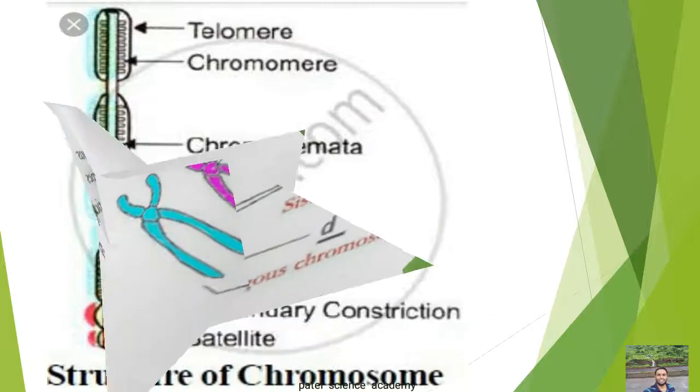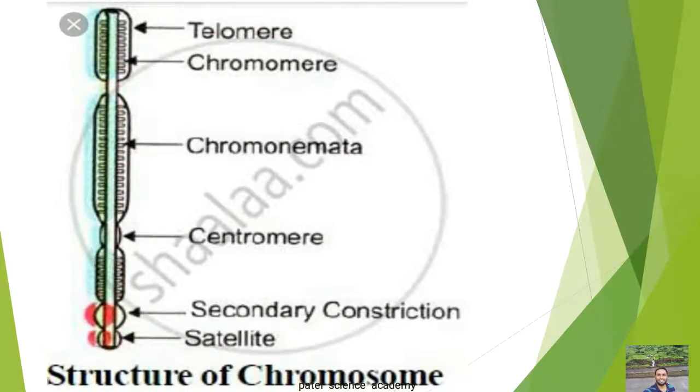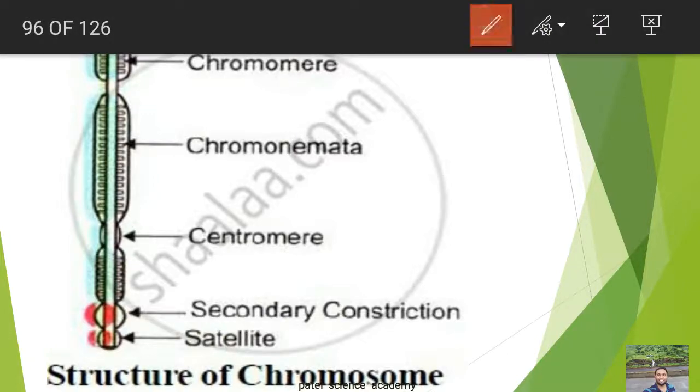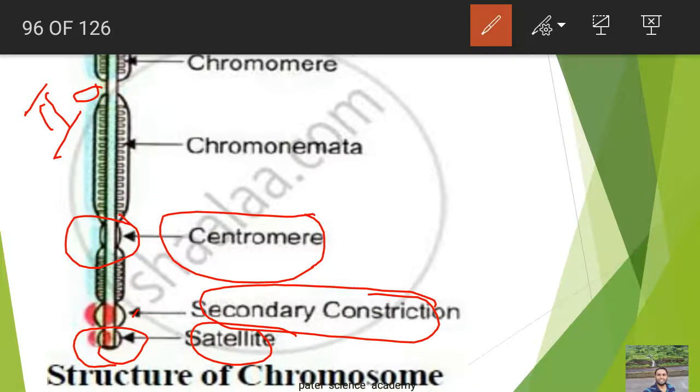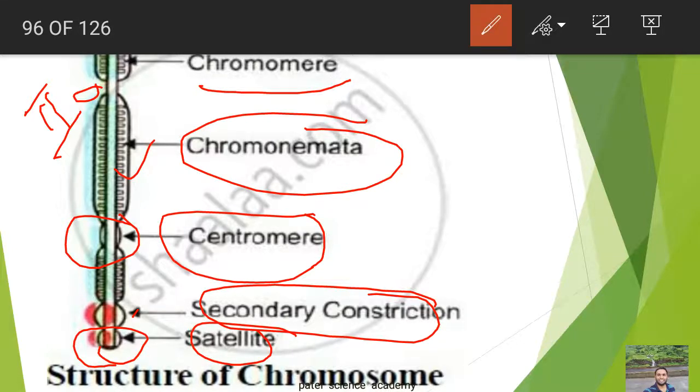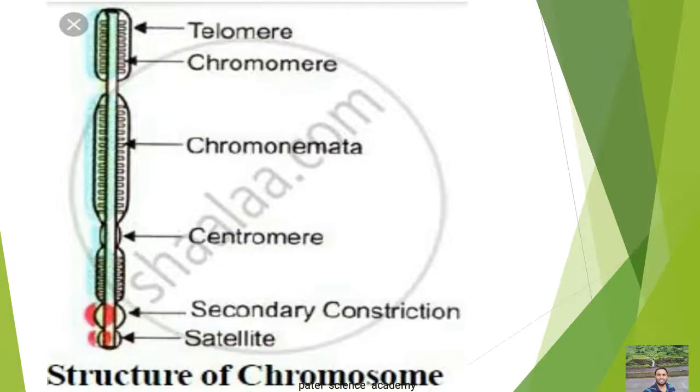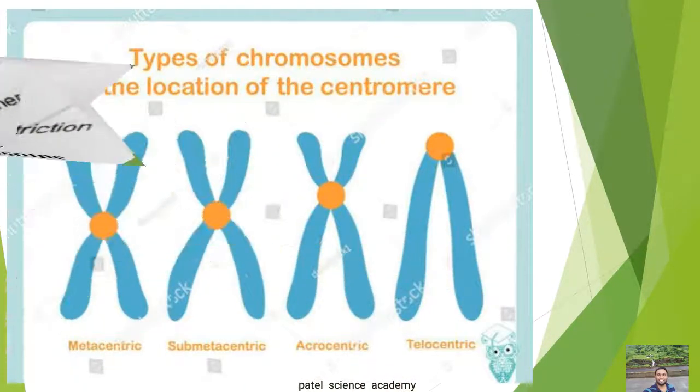This is about the structure of the chromosome. One more time we can see here the structure of the chromosome. In a chromosome there is a satellite. You can see from the lowermost part to the uppermost part, satellite is there. Then secondary constriction number 1, secondary constriction number 2 is there. At center there is a centromere. Then we joined these two structures, and these are the chromonemata. This is chromomere, and at the uppermost part there is telomere. So this is about the structure of the chromosomes.